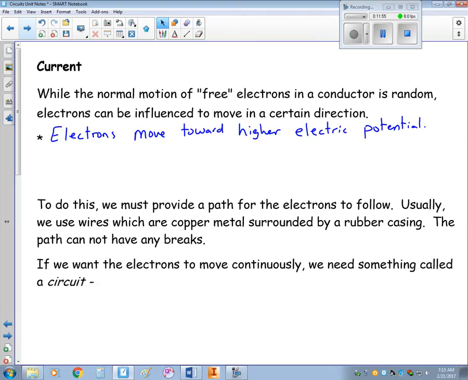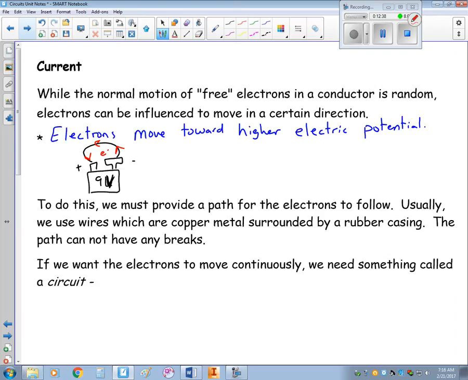So, for example, if I have a 9-volt battery, the short little terminal is the positive end, the weird looking one's the negative end, and if I were to connect a wire to these, the electrons will move toward the higher potential. So the electrons would move in this direction, back towards the positive terminal. And that wire then is a conductive material with a low resistivity.